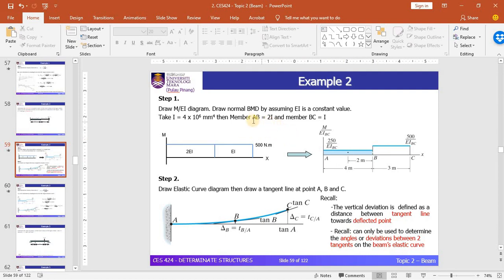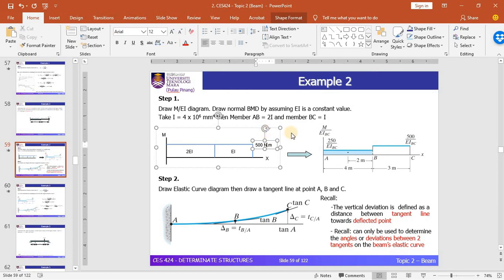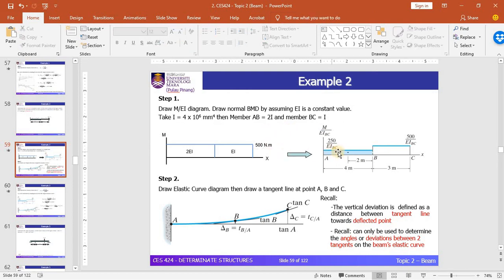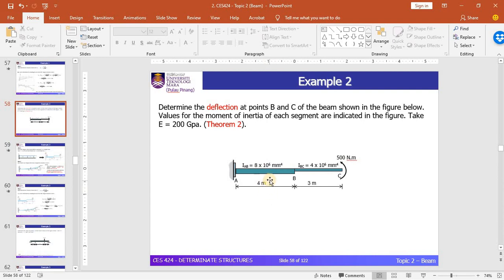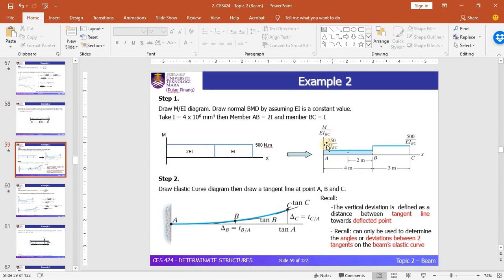By looking at this particular sentence, where we have defined that IAB is 2 times IBC, so we make IBC our single I. That's why in this case we have 2 EI for AB, and for BC we have EI only.